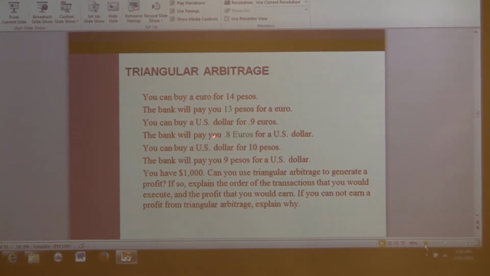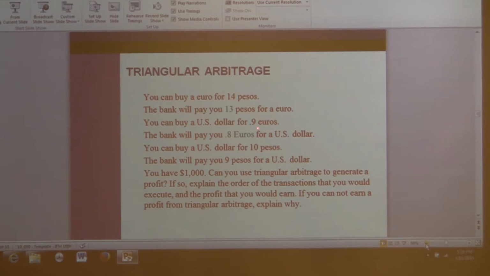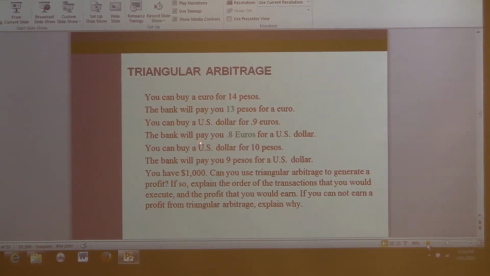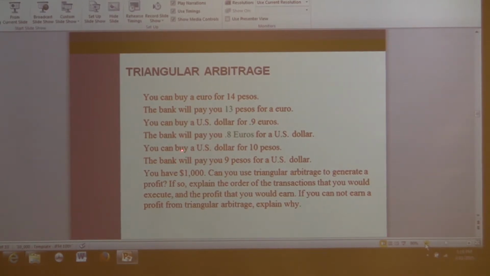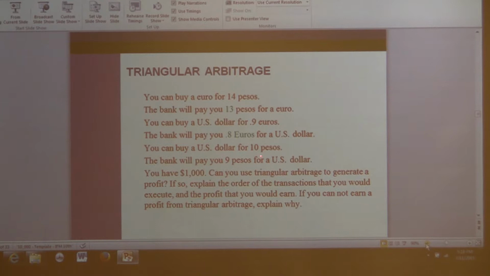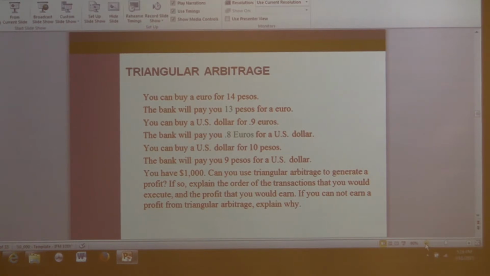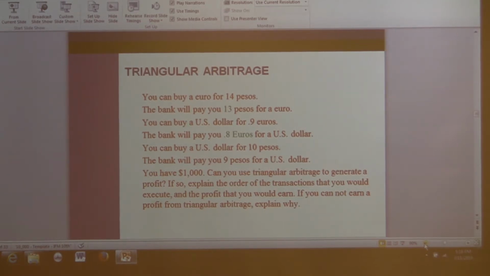So again, what it tells you is that if you are in Europe, the ask price is 0.9 and the bid price is 0.8. And you can buy a US dollar for 10 pesos and the bank will pay you 9 pesos for a US dollar. So again, we are talking about Mexico, okay? The ask price is 10 and the bid price is 9, okay?